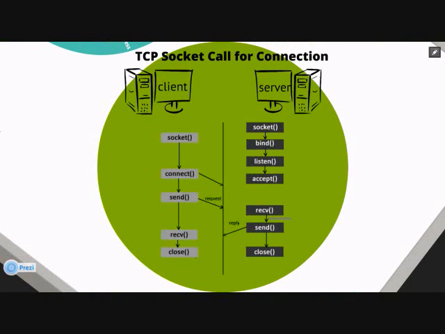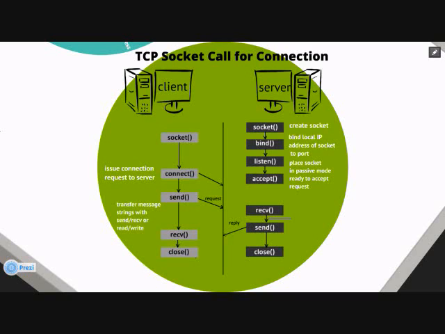For a TCP socket, first, the server and the client will create a socket. The server will bind the local IP address of the socket to a port. The client will issue a connection request to the server. Then the server will place the socket in passive mode, ready to accept requests. The client will transfer message strings with send or receive, or read or write, while the server will receive the request and process it. After that, it will send a reply or confirmation to the client. And lastly, the client will close the socket and release the connection.